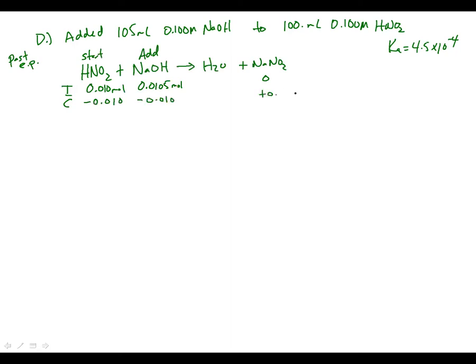So 0.01 moles across is our change. That is going to get rid of our nitrous acid because we're past the equivalence point. That is going to leave us some moles of our sodium hydroxide, which would get us 0.0005 moles.